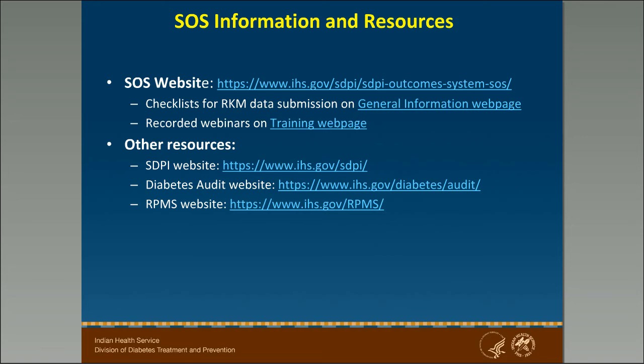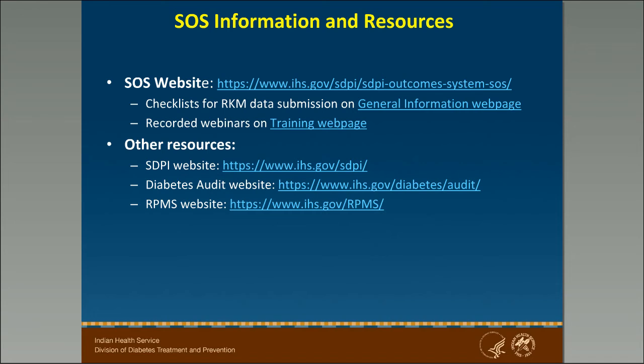So in terms of information and resources, first off is the SOS website. There's the link for it there. And then we do have checklists as well. I don't have checklists available quite yet for the baseline, but my goal is to get baseline checklists out and available by early February. And then we do have recorded webinars on the training page. The final data submission recording is available on that page as well as the SDPI training webpage.